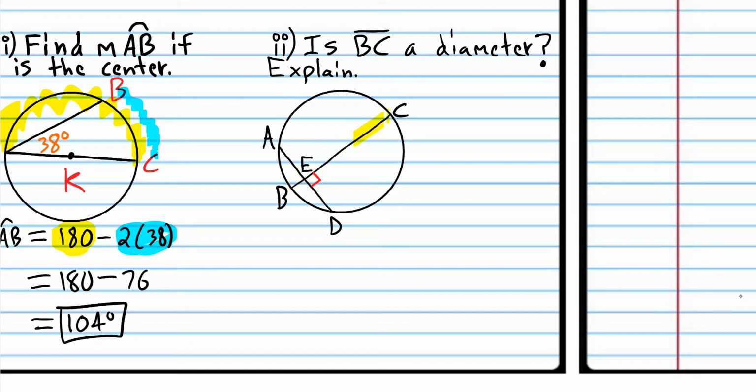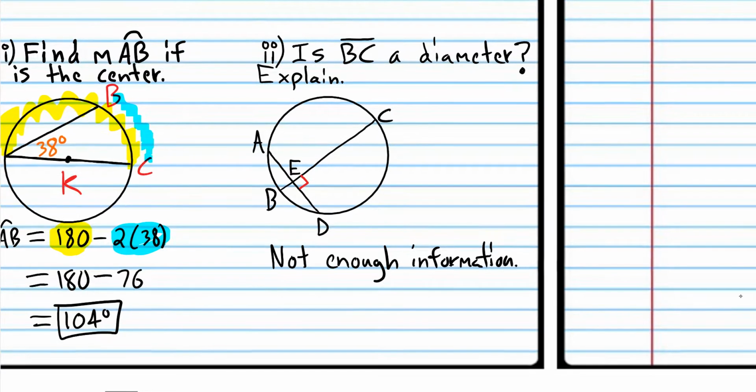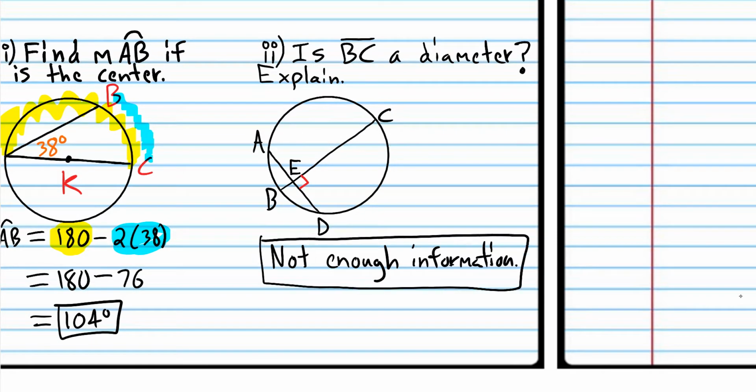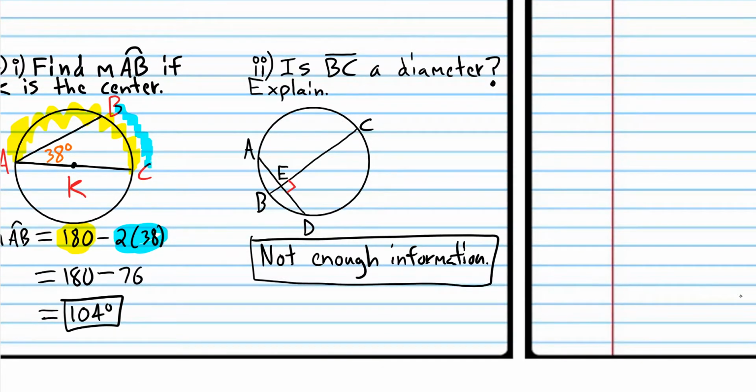Now, we know that this chord is perpendicular to the other chord because of that red box, but we don't know it's bisecting this chord because we don't have any information about this yellow length and this blue length. So that means there's not enough information. So if you got that one right, good job. It might be a diameter, but we don't know.